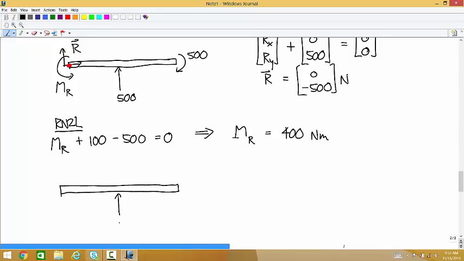So going into the internal loads, we have this. Let me write this differently, actually. We have R is a downward force of 500. MR is this way at 400. And over here we have 500.